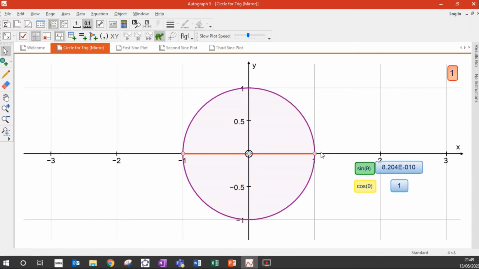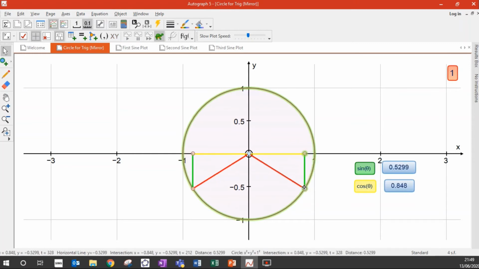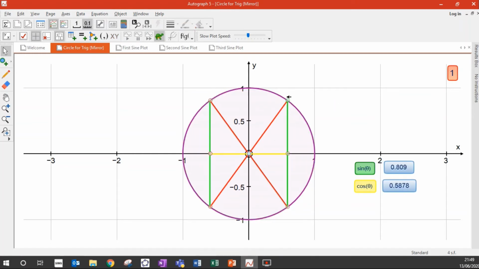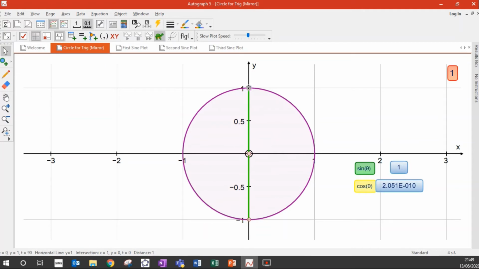At the other extreme, I don't know if it's going to let me drag it out. No, it's not. There we go. At the other extreme, if we go right to the top end here, we agreed that sine of 90 was 1. Well, it looks like sine of 270 degrees is negative 1.